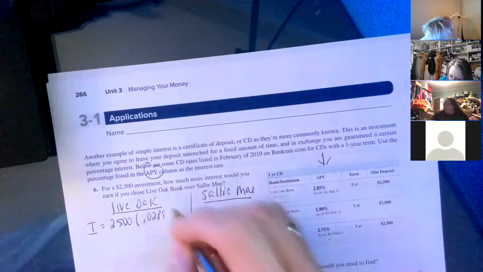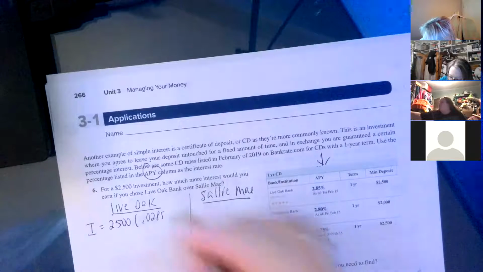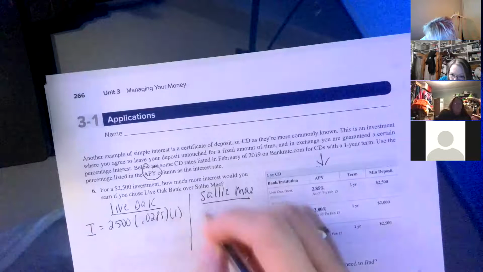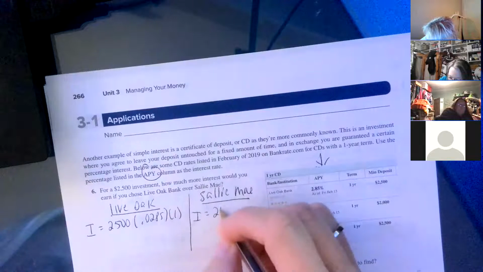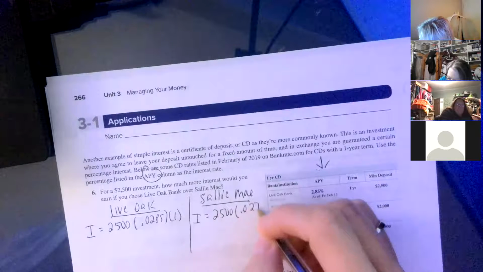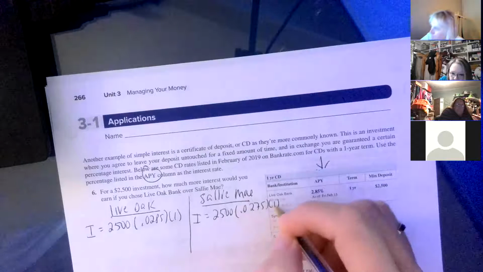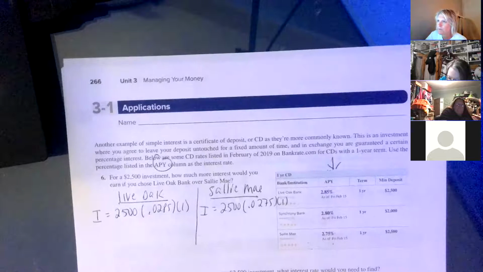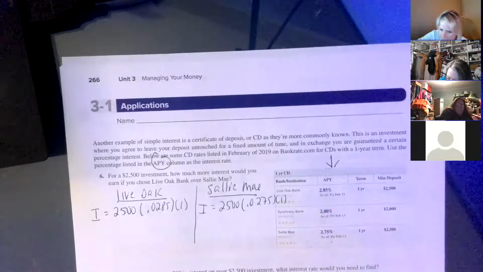0.0285, and we're just gonna say for 1 year. And then Sallie Mae is 2,500 times 0.0275 times 1 year. Times 0.